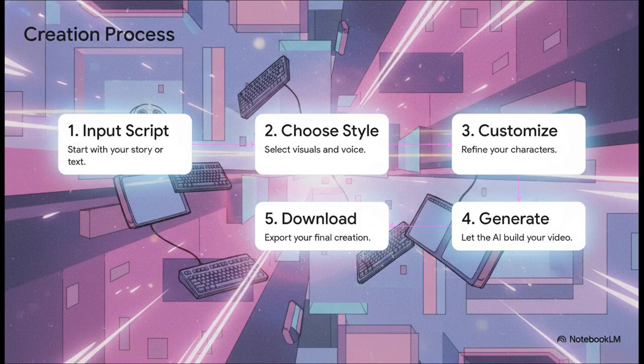And honestly, the workflow is super straightforward. It's basically 5 steps. 1, you put in your script. 2, you pick your style and a voice. They've got over 30 to choose from. 3, you can customize your characters. 4, you hit generate and check out the preview. And 5, if it all looks good, you just download your video. That's it. It really is that simple.